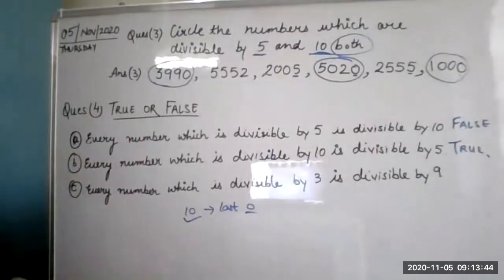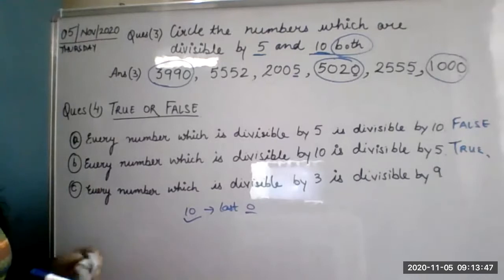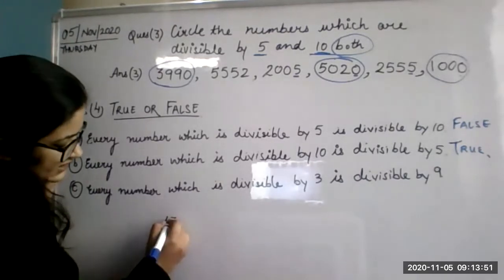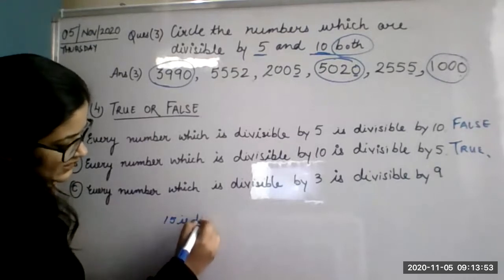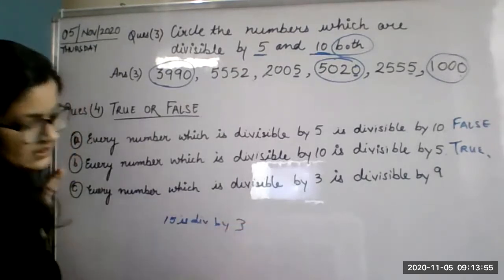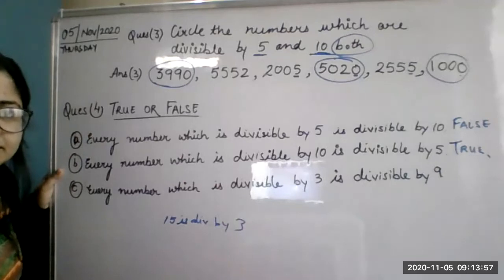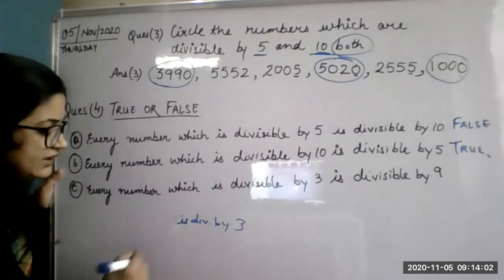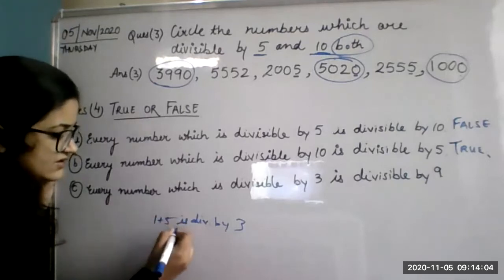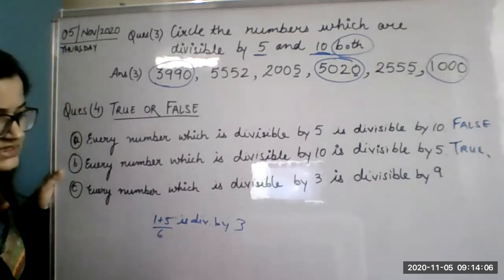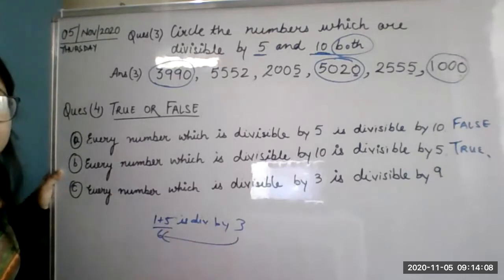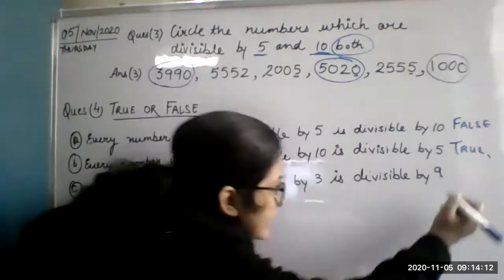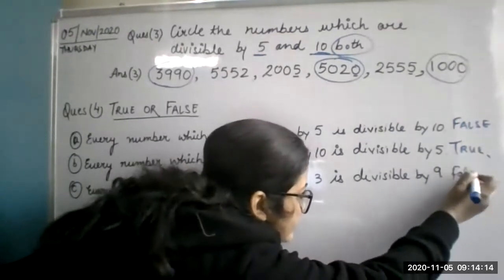Every number which is divisible by 3 is divisible by 9. So let's say 15. 15 is divisible by 3. Is it divisible by 9? No. Because the sum should be 9. Here, 1 plus 5, the sum is coming 6. It is divisible by 3, but the sum should be 9. In the 9 case, it should be divisible by 9. So here the answer will be false.